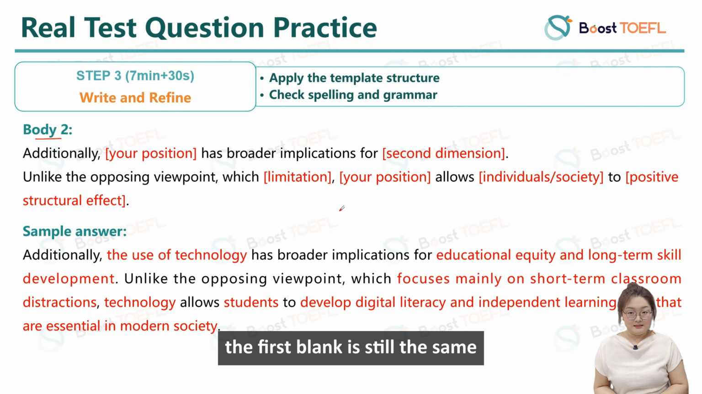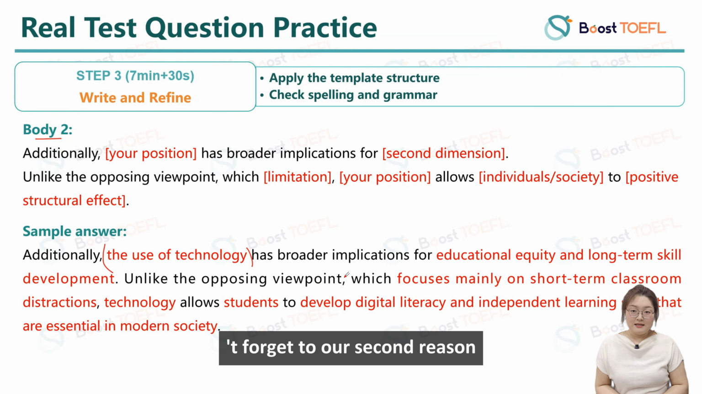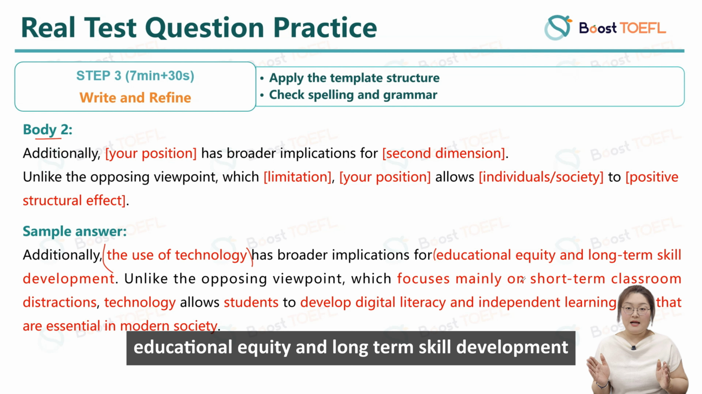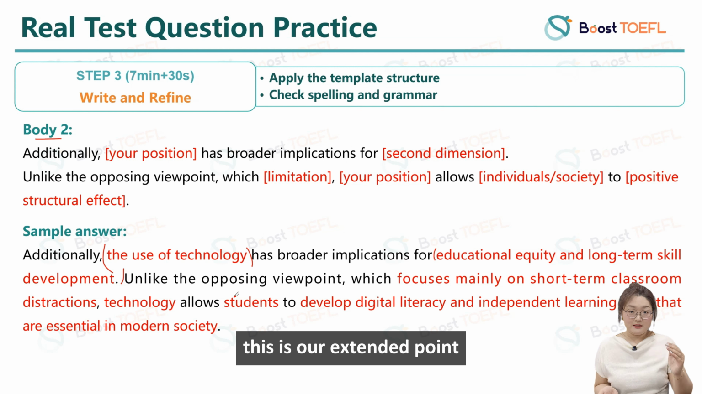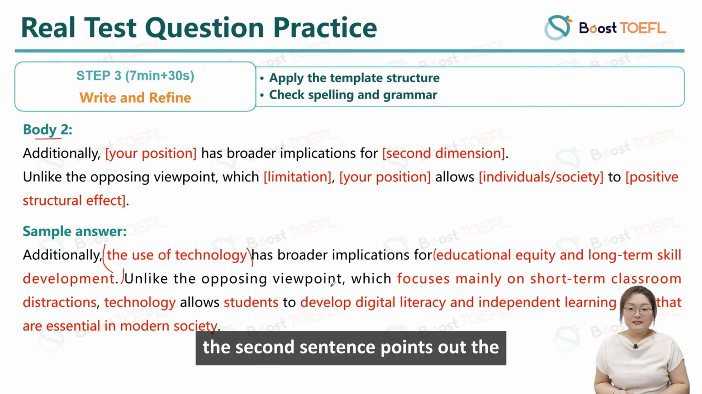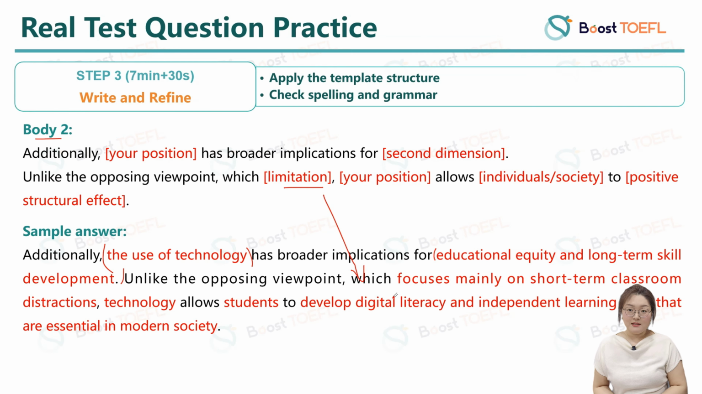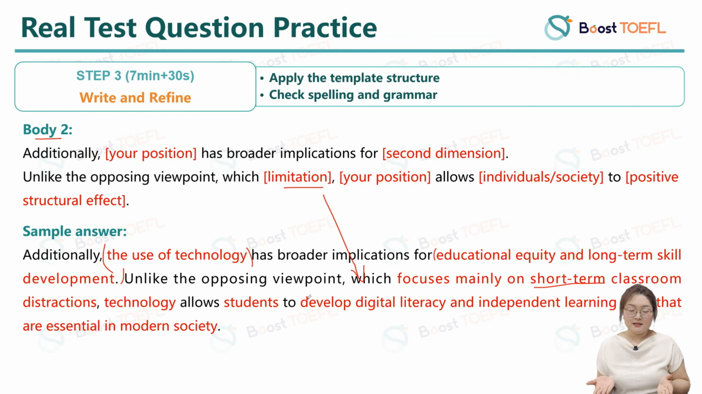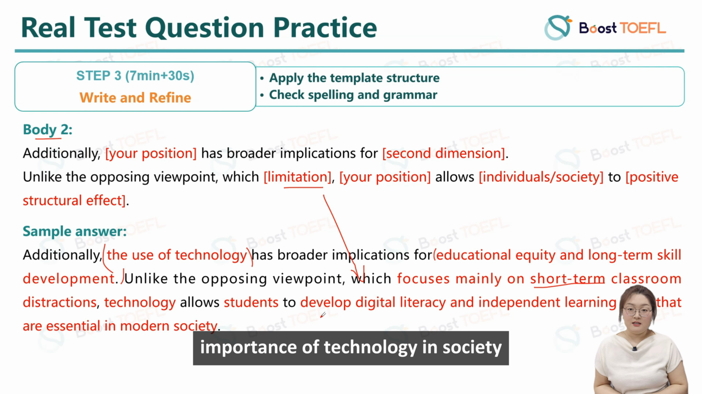So the first blank is still the same, the use of technology. And the second blank is our second reason, educational equity and long-term skill development. This is our extended point. Alright, the second sentence points out the limitation of the opposing view. I mentioned that Paul only focuses on the short-term problem, which is classroom distraction, but fails to consider the long-term importance of technology in society.